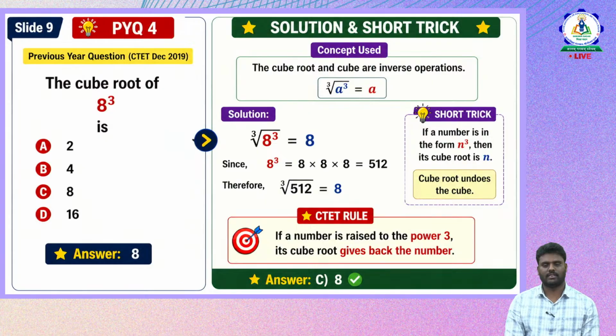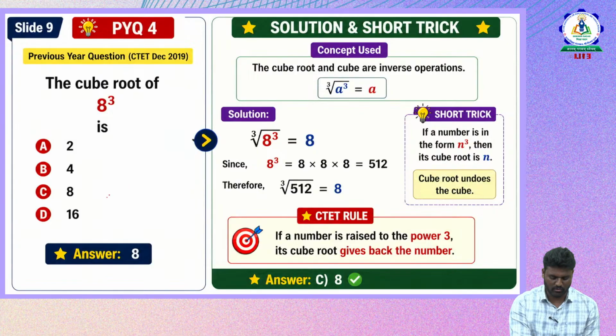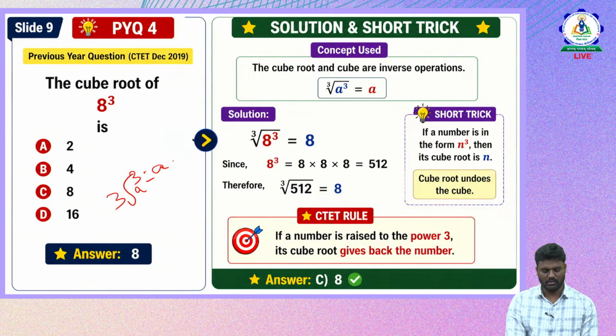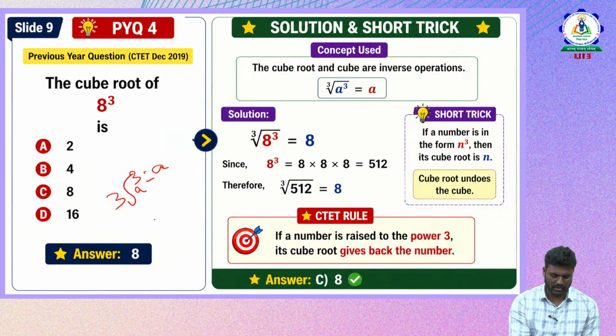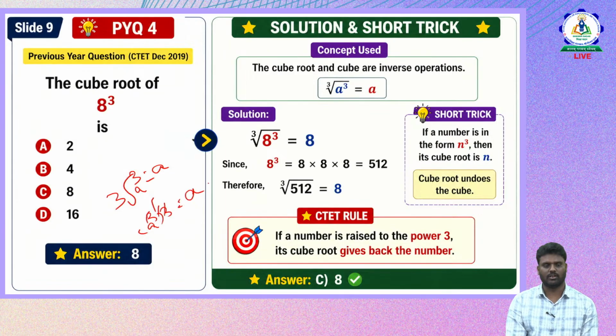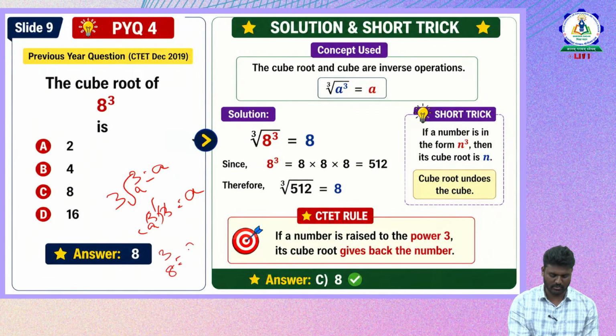For this, if you know the formula, the cube root and cube are inverse operations. If you know this concept, then by seeing the options itself we can say the answer. The cube root and cube are inverse operations. So that means the cube root of a to the power of 3 is equal to a. We can write this as a to the power of 1 by 3, where they cancel, and the value becomes the same. In this case, 8 to the power of 3 becomes only 8. Option C is the correct option.